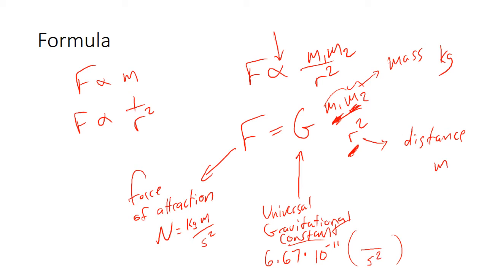Now, meters has to end up on top, so I have to cancel out these ones and put more up there. So it's going to be meters cubed. And then I also have to put a kilograms in the denominator to cancel out one of these kilograms, so I'm only left with a single one. And that's the units for the constant.